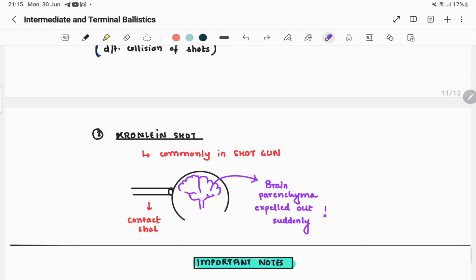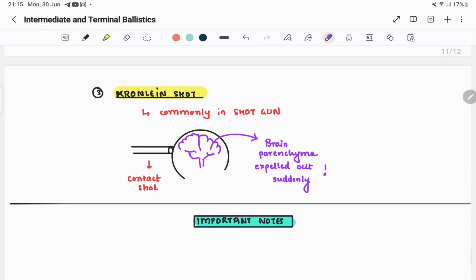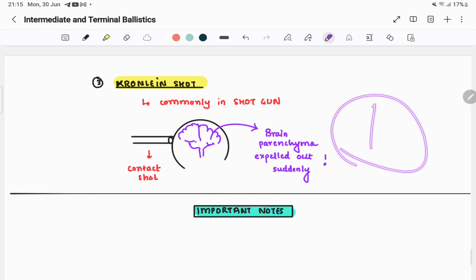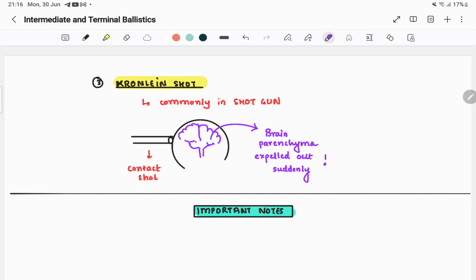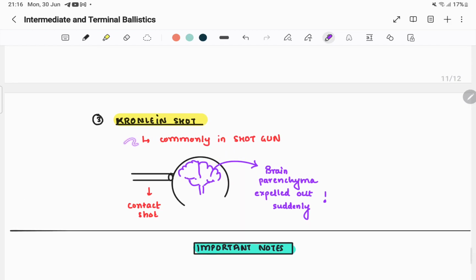Crinoline shot is basically something like this. If this is a brain, and there is a contact shot here directly, then the brain parenchyma may sometimes be expelled out. Okay, it's a very movie type of thing. So crinoline shot, common in shotgun, a contact shot in which brain parenchyma is expelled out, is called crinoline shot.